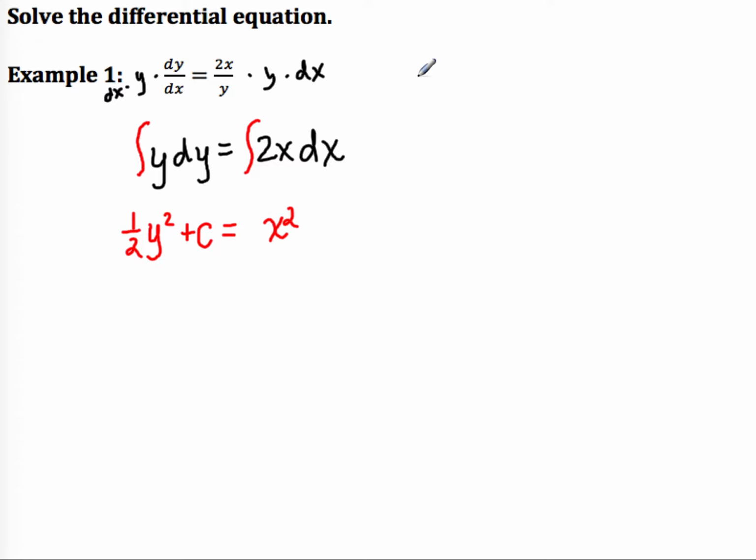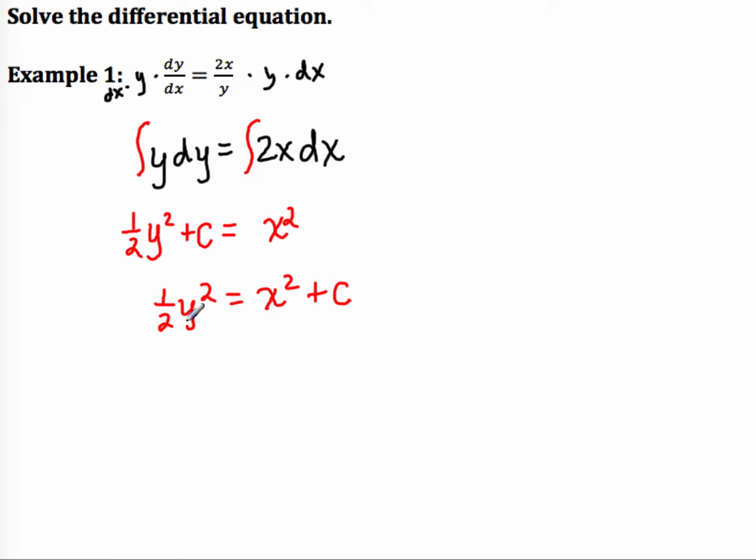Now, if we're going to solve this differential equation, we need to isolate our dependent variable. So we need to get y squared by itself. So I'll go ahead and move my constant over. So I have 1/2 y squared equals x squared, and notice how I still have plus c. We could write minus c. This constant can be a positive or a negative. It doesn't really matter. I'm just going to keep it as a plus c because that's what we typically see.